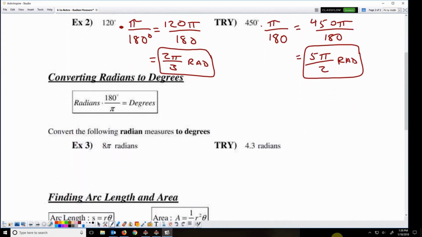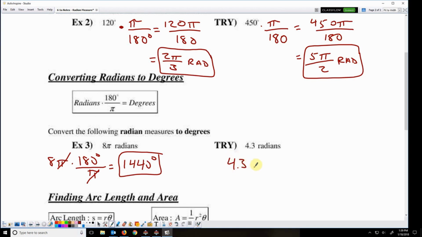Converting the other way, from radians to degrees, you need to multiply by 180 over pi. So this time we're bringing in the 180 and canceling out the pi. Okay, in this case, the pi's are going to cancel, pi over pi. And 8 times 180 is 1,440 degrees. Go ahead and pause the video and try the next one.